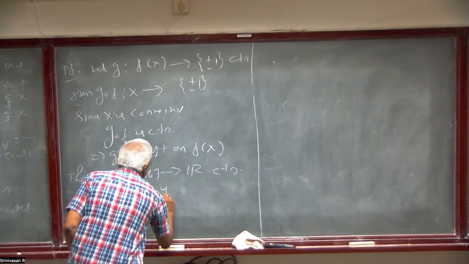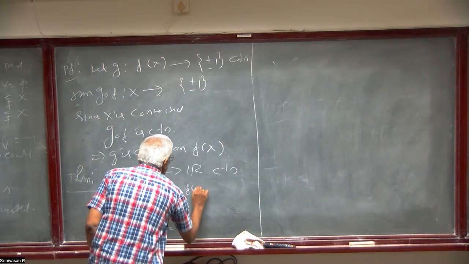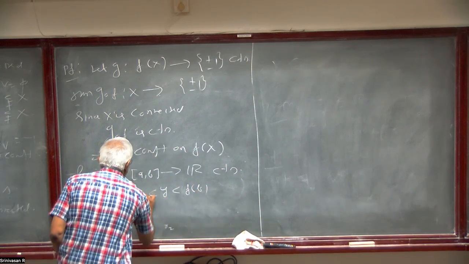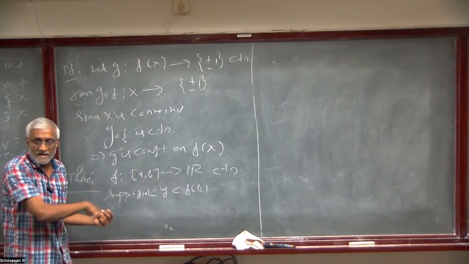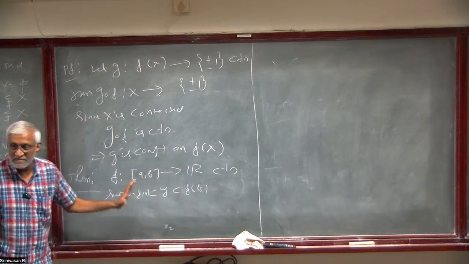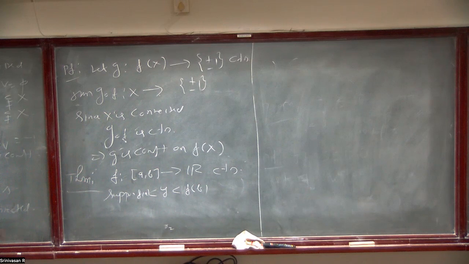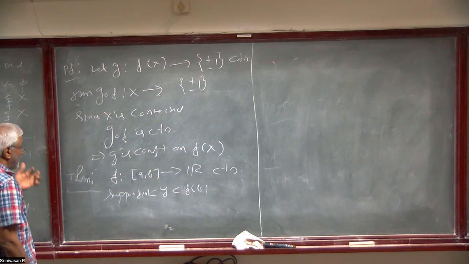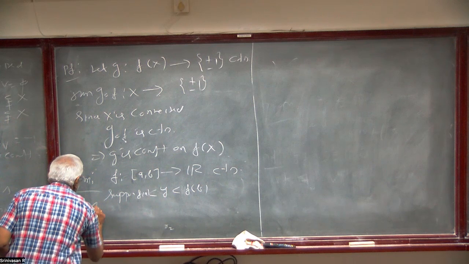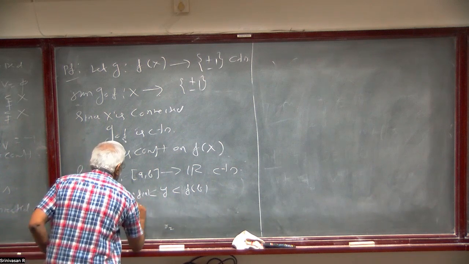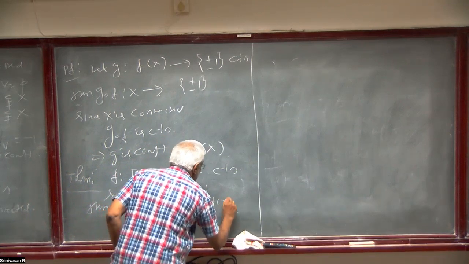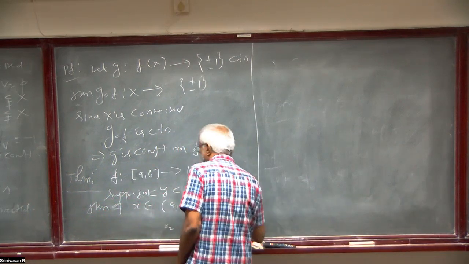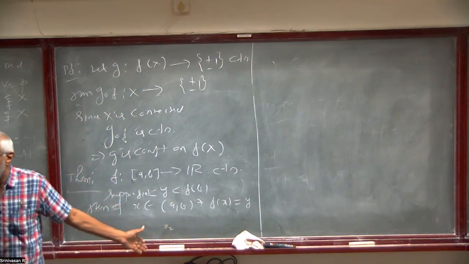Suppose y is between f(a) and f(b), or the other way, it doesn't matter. If their order is reversed, then it is just between them. Then there exists an x in the interval [a,b] such that f(x) equals y. That is just clear.